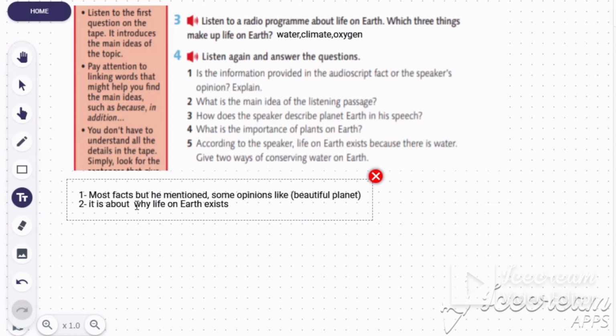Full stop. Three. How does the speaker describe the planet Earth in his speech? The speaker described the planet Earth as beautiful and blue. He describes it as beautiful and blue, لونه أزرق, because of the water.